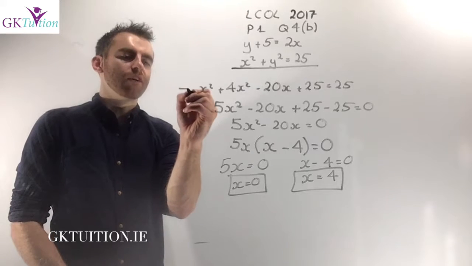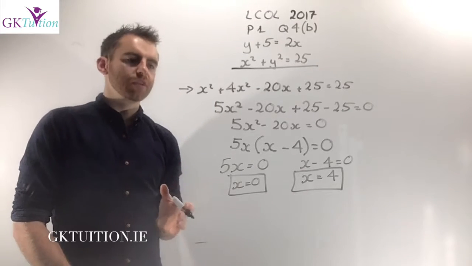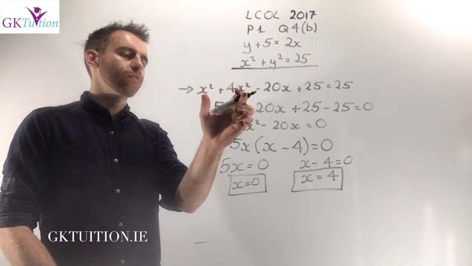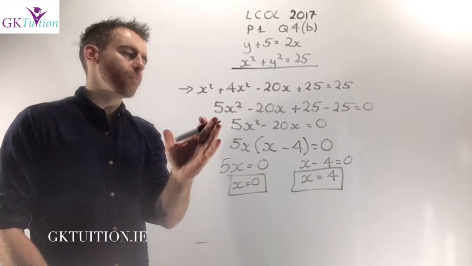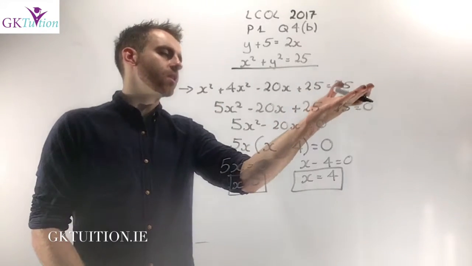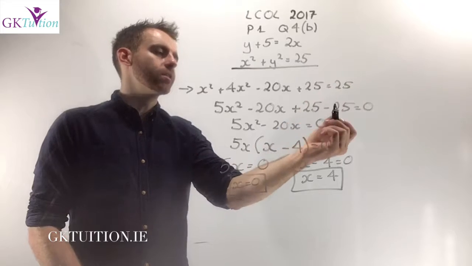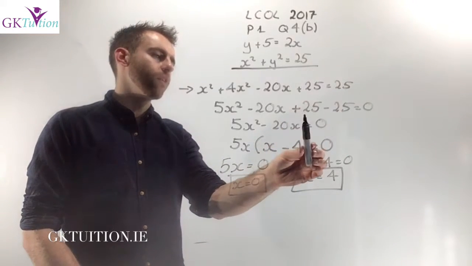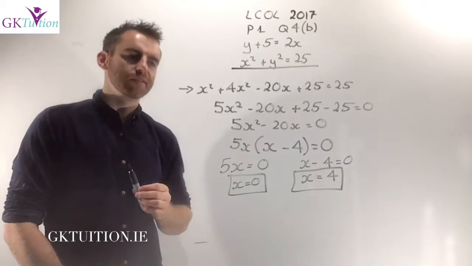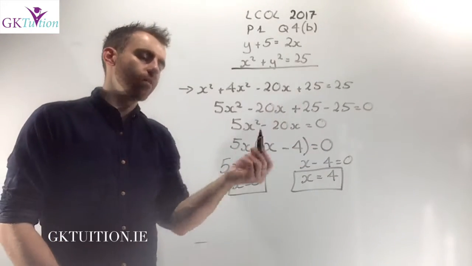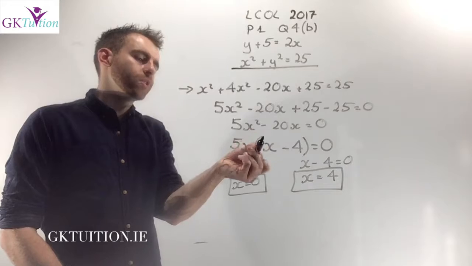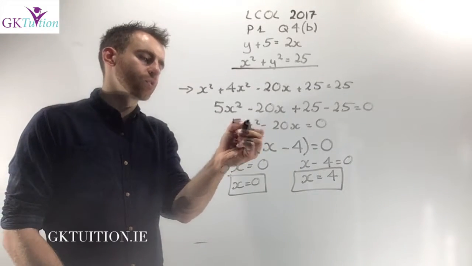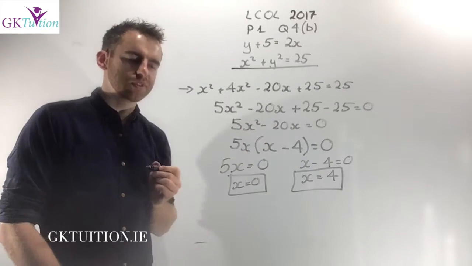Okay, so where we left off, we were at this point. All I've done on the next line is 1x squared plus 4x squared gives me 5x squared. And I wanted to leave a 0 just on the right hand side, so I need to subtract 25 from both sides, which means I get the plus 25 was already there, but I now have a minus 25. Plus 25 minus 25 will cancel, which means you actually just end up with 5x squared minus 20x equals 0.